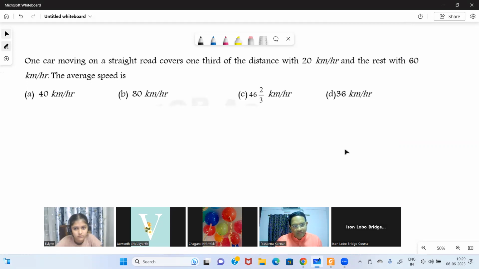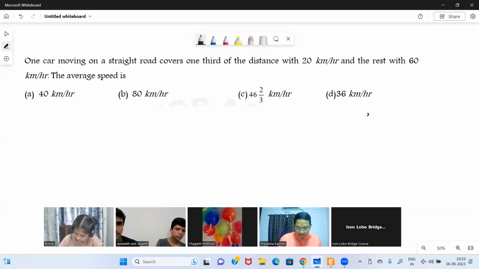One car moving on a straight road covers 1/3 of the distance with 20 km per hour and the rest with 60 km per hour. What would be its average speed? We could use the same method. So a car is starting, let's say, from point A. It moves on a straight road. First, it reaches point B and then continues to move and reaches point C.